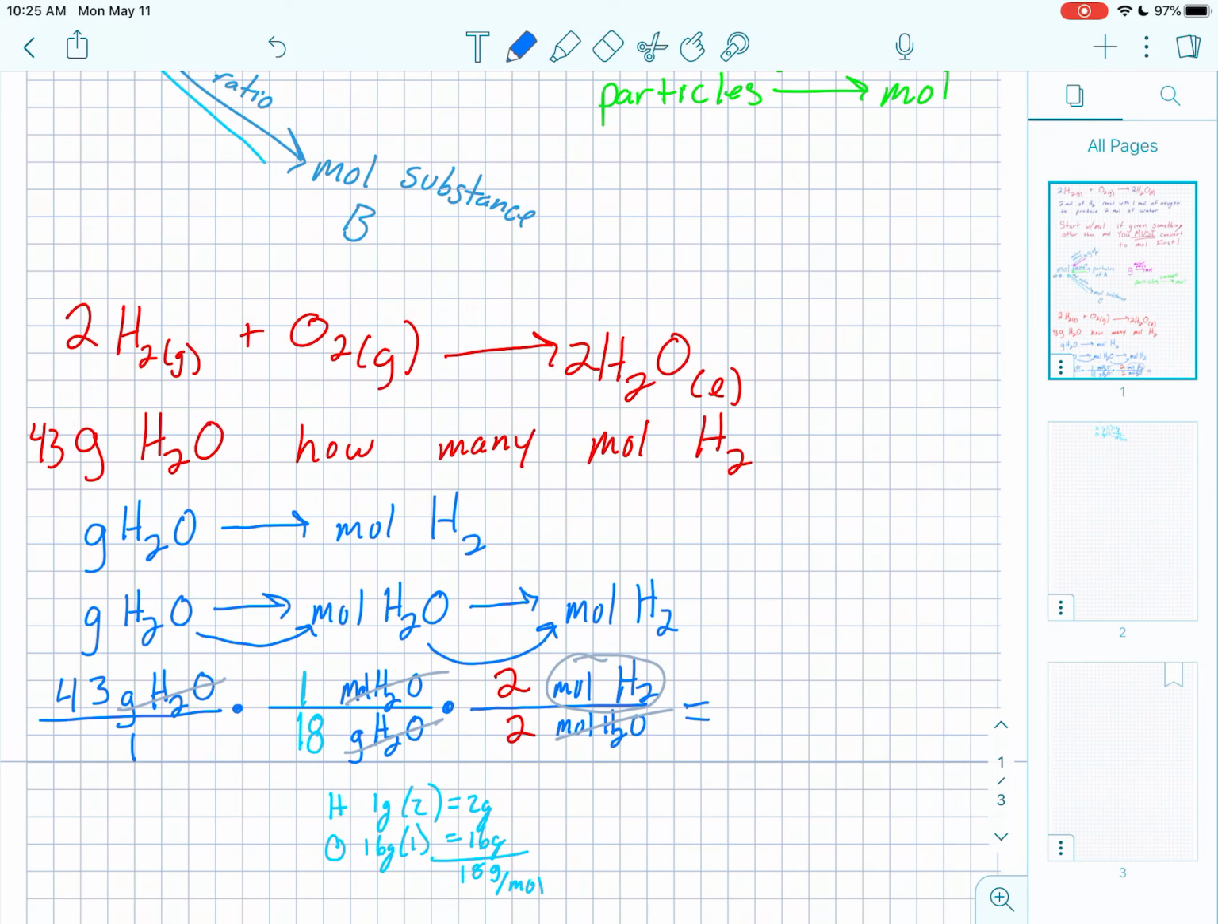So we're going to take 43 divided by 18, and I get 2.39. I'm going to say this was 43.0, so that way we can go one more. Moles of hydrogen. So there you go.